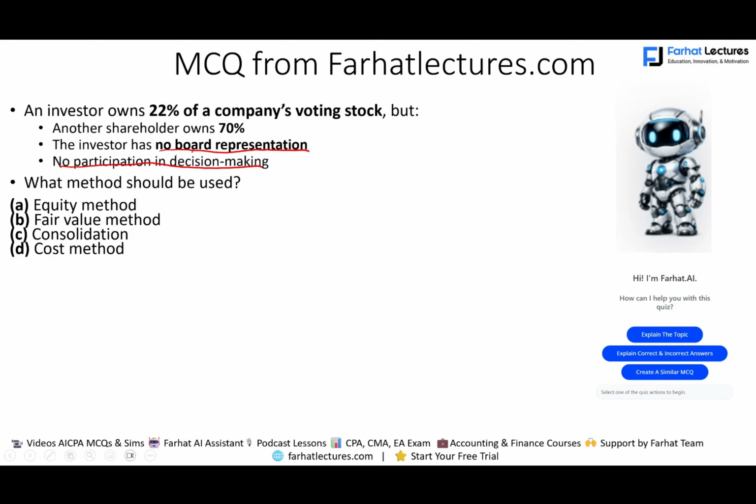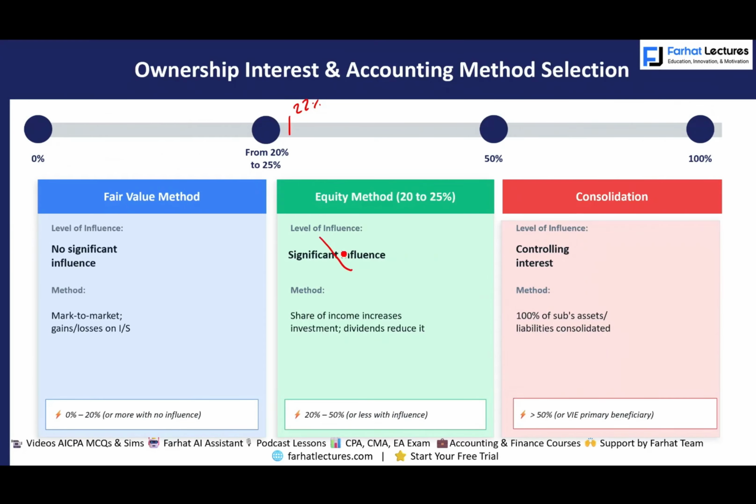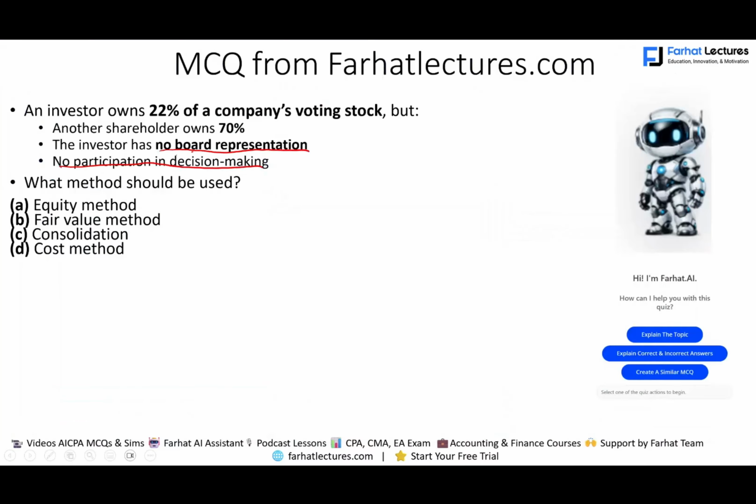What does that mean? It means when it comes to influence, you have no significant influence. This is where you are. If you have no significant influence, we will choose the fair value method. Notice this is a tricky question because in the absence of this additional information, you would use the equity method. Now, we could eliminate consolidation because we don't own more than 50%, you need more than half. How about the cost method? Fair value here is determinable. We're going to assume it's determinable because we're not told otherwise.